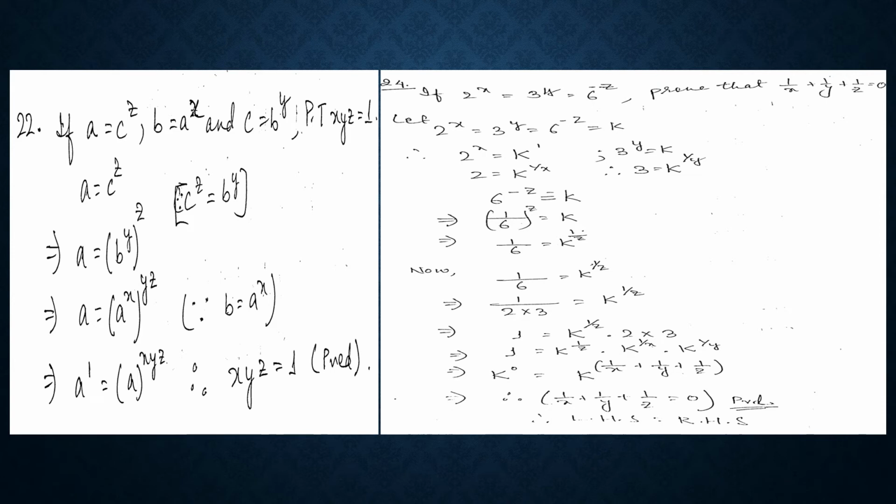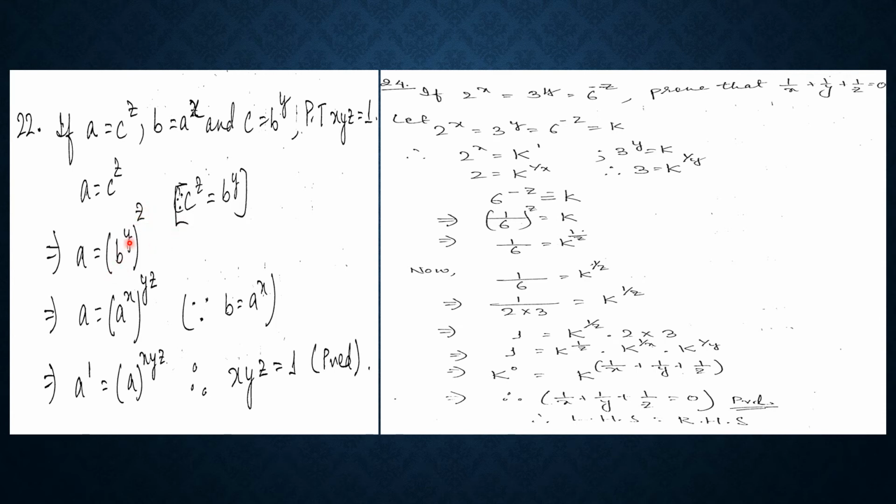Next we have question number 22. Here we know that a is equal to c to the power z, b is equal to a to the power x, and c is equal to b to the power y, and we have to prove that xyz is equal to 1. Now if I substitute the values, I'm starting with the first one, that is a is equal to c to the power z. Now we know that the value of c is b to the power y. So instead of c, I write b to the power y, with z outside the bracket.